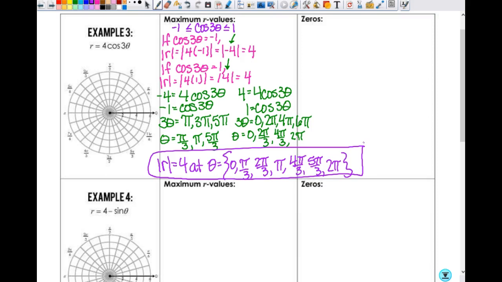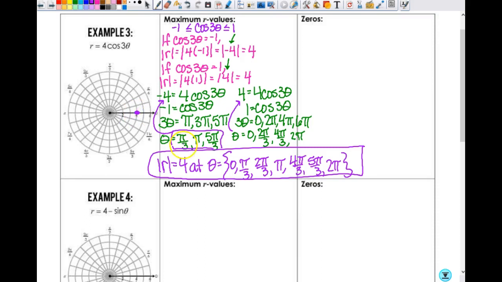Okay, everybody okay with all that so far? Let's plot the radius. So here's what we have. It's the absolute value of 4 at those. But these 3 right here came from the radius that is a -4, and these came from the radius that is 4, right? So at 0, I have a radius of 4.